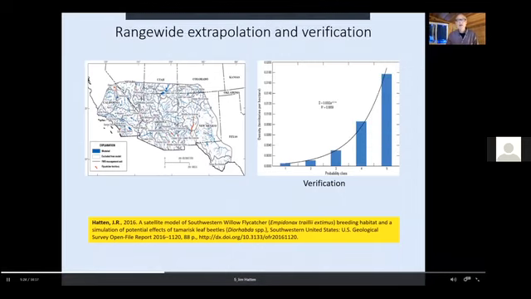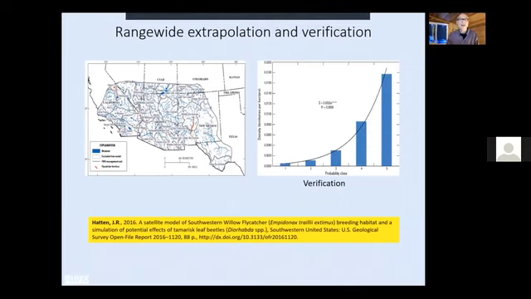The last big test was in 2016 when I extrapolated the model range-wide and actually looked at the density of flycatchers within the 5 model probability classes. And as you can see, it has an exponential relationship. So you're about 30 times as likely to find a flycatcher in a 5th probability class as you are in a 1st probability class.